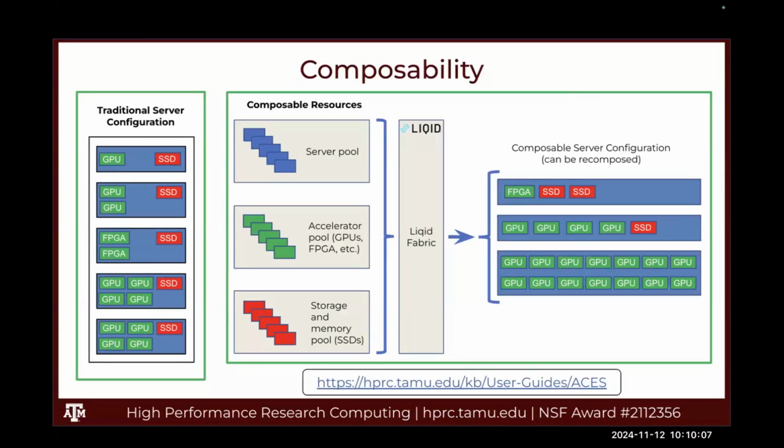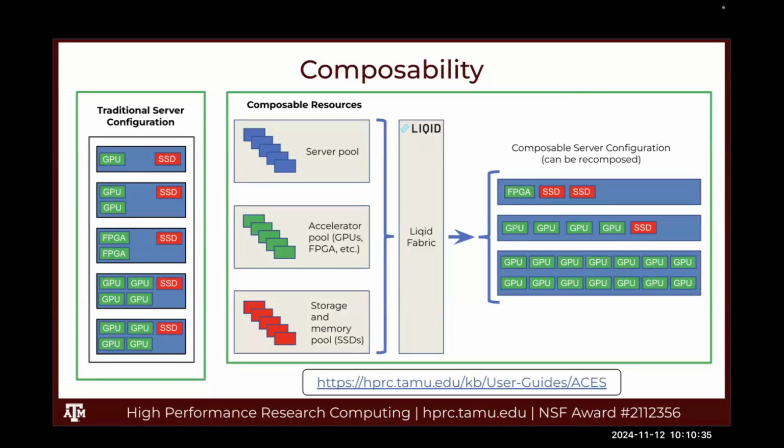So again, the scheduling system needed to be reconfigured to support this kind of system, but fortunately, working together with the company and the scheduler provider, HPRC is able to do this and offer the service to the users across the US. And you can get started on this by getting an account on ACES.